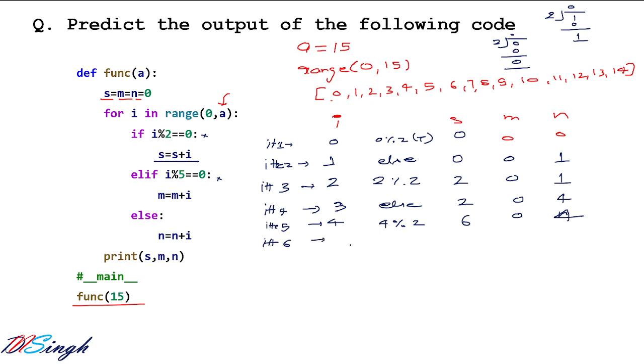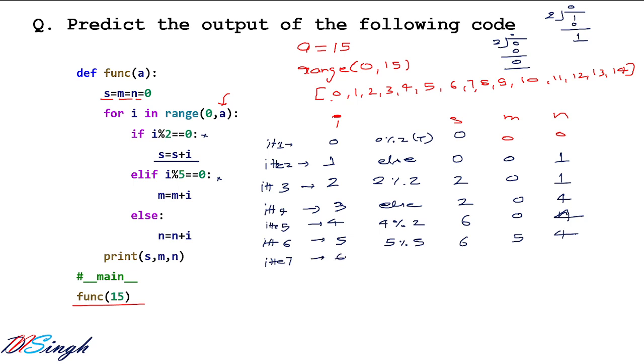In iteration 6, the I value will be 5, and here the if condition will be false, but 5 mod 5 in the elif will result in 0 remainder. So m equals m plus I. So m is 0 and 5 will be added to m, that will become 5, s is 6, and n will be 4, same. Next is the I value for iteration 7.